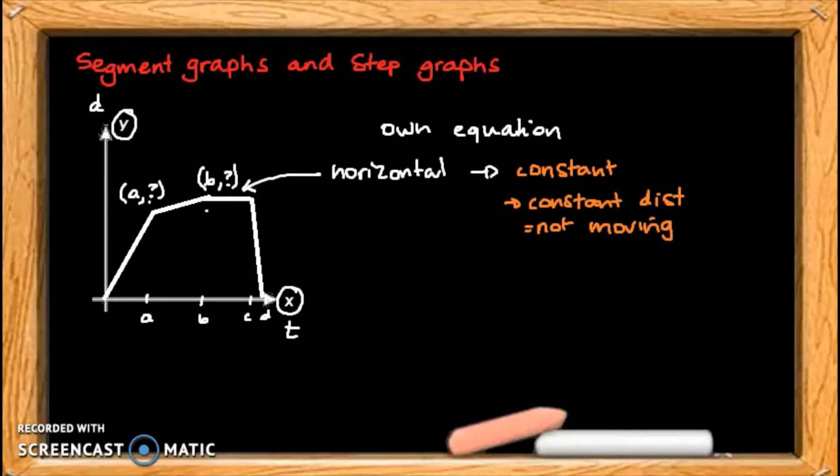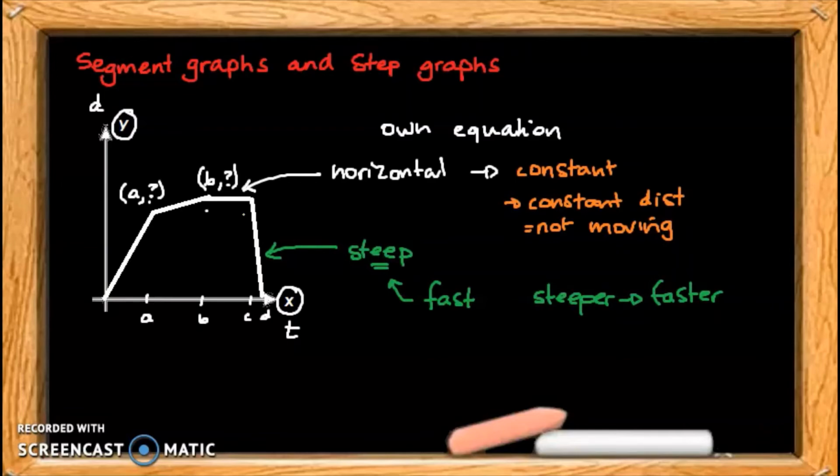Something else we might want to keep in mind are the points, for example, here, where it's very, very steep. The steeper that a distance time graph is, means that it's moving faster. So, the steeper means that it's moving faster.